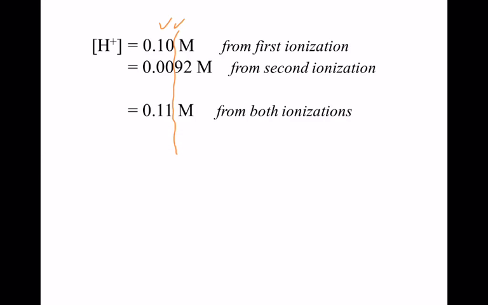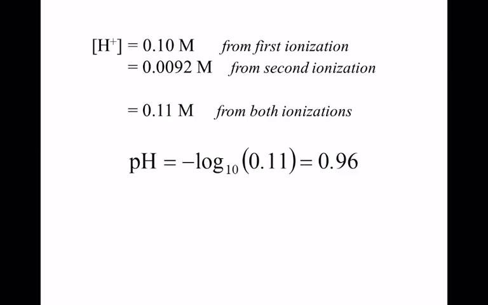Okay, so I was thinking that was the pH, and I'm like, no. Not quite, we haven't done that yet. That's the molar concentration of the hydrogen ion. So for pH, we use the log function. We take the negative log of 0.11, and we get 0.96.